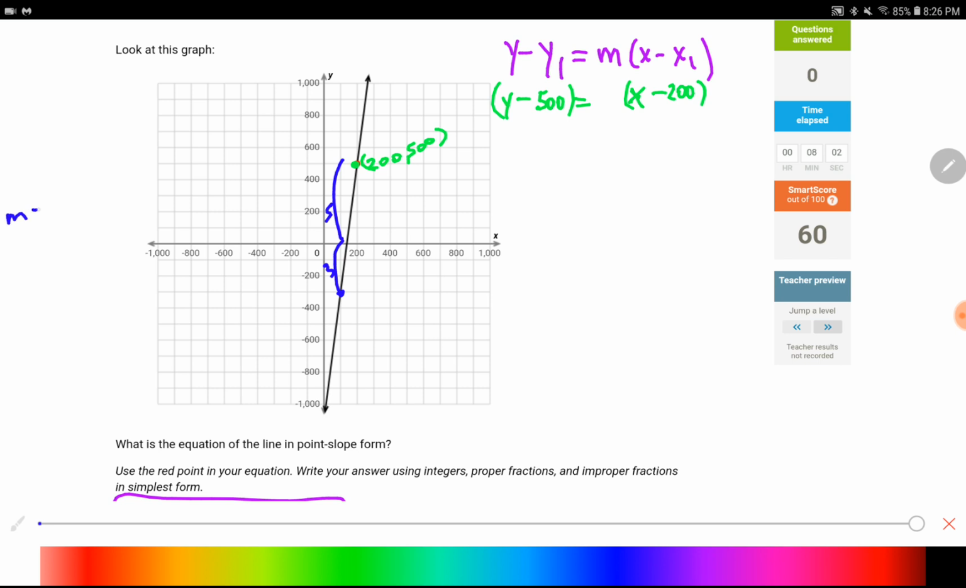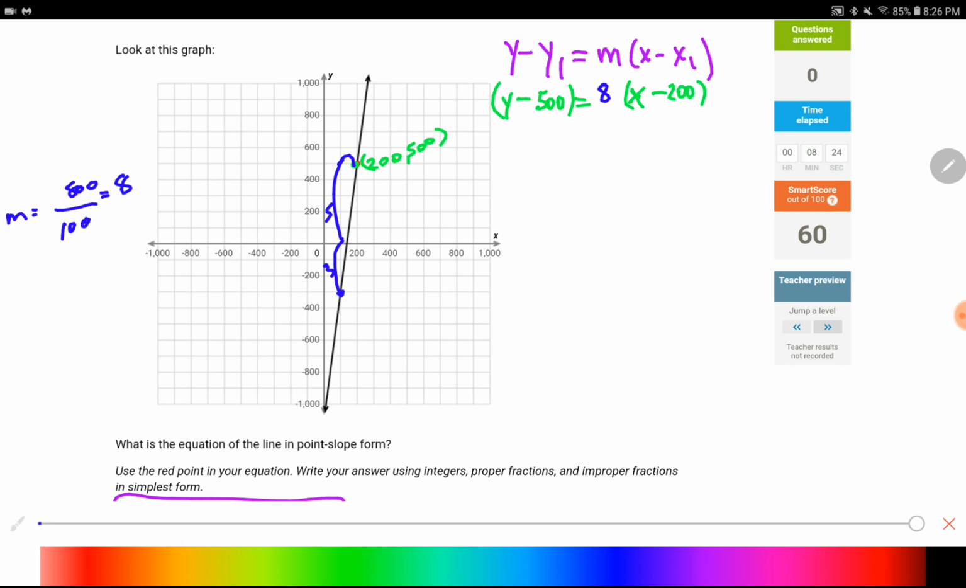So the slope is going up 800. And then right means positive, by the way. It's just 1 grid. So I'm going right 100. Divide these two numbers. If you can, just simplify the slope, just to be on the safe side. So my slope is 8. All I have to do is just put it up here. That's it. This is my final answer.